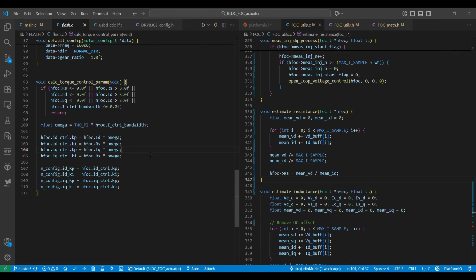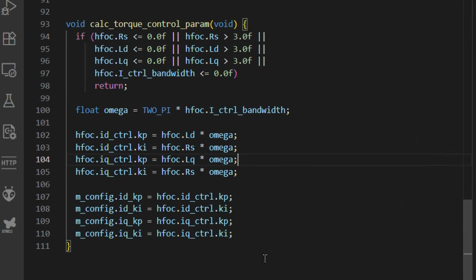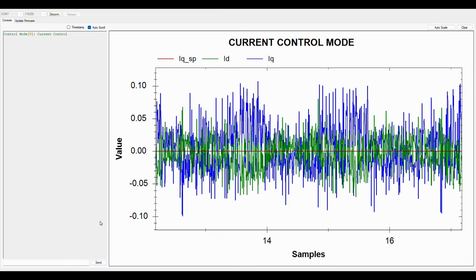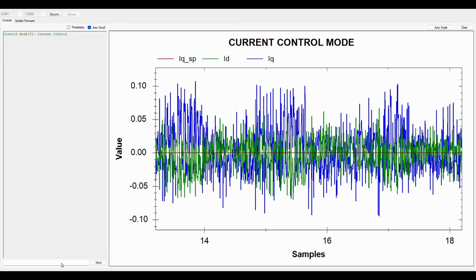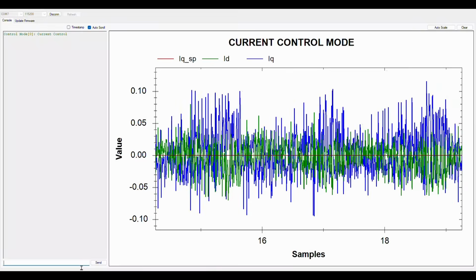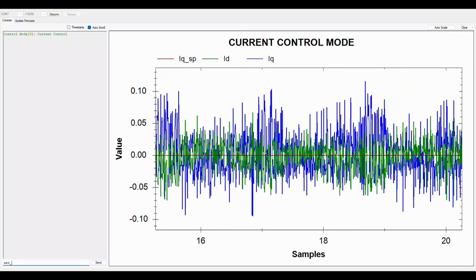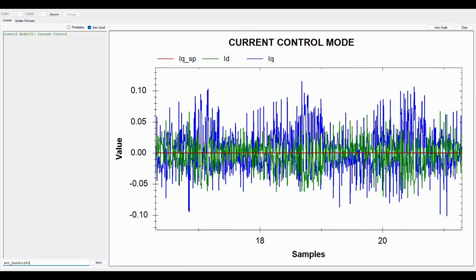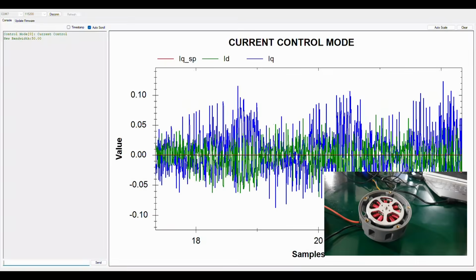In my code, there's already a calculation that determines the PI gain for each ID and IQ current control loop. So, once the RS, LD, and LQ values are obtained, the microcontroller automatically sets the PI gains based on the predefined bandwidth. And the final step to verify these values is to test them by applying a step set point on the ID current. This is intended to check whether the current control response bandwidth matches the desired bandwidth.